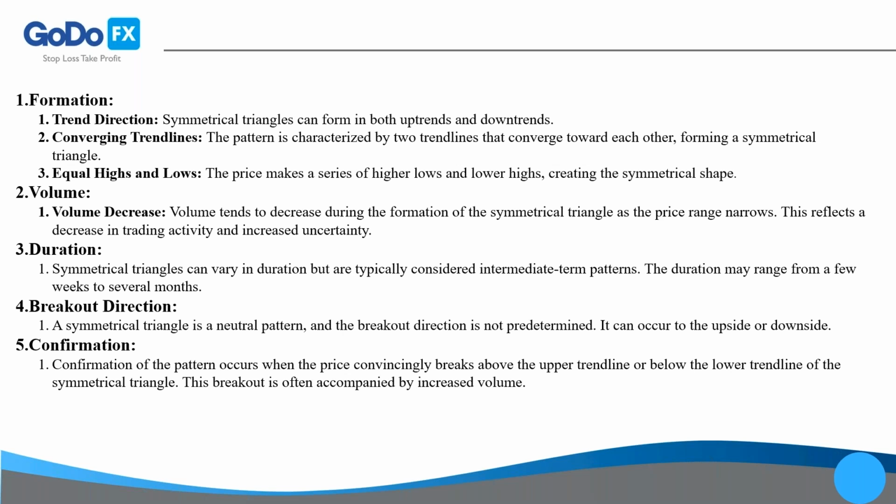So the symmetrical triangle can vary in duration, but is typically considered an intermediate term pattern. The duration may range from a few weeks to several months. And the symmetrical triangle is a neutral pattern, and the breakout direction is not predetermined. It can occur to the upside or the downside, as we said. And the confirmation of this pattern occurs when the price convincingly breaks above the upper trend line or below the lower trend line of the symmetrical triangle. So this breakout is often accompanied by an increase in volume.